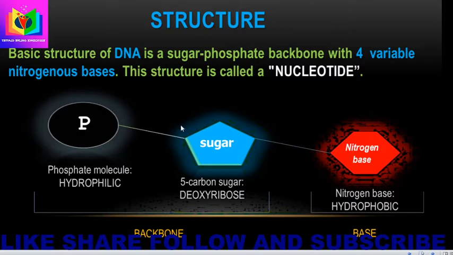The basic structure of DNA is a sugar phosphate backbone with four variable nitrogenous bases. Those are adenine, guanine, cytosine, and thymine. And the pentose sugar consists of either ribose or deoxyribose. When these two combine, it gives a backbone to the DNA. And when these three combine, that is the nitrogenous base, which is hydrophobic, this acts as a base.